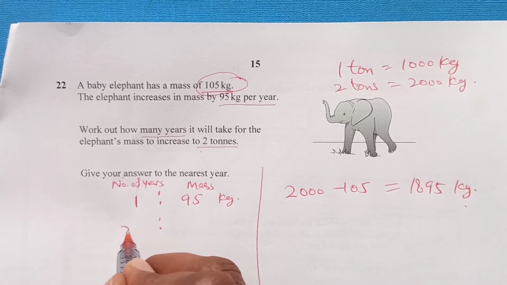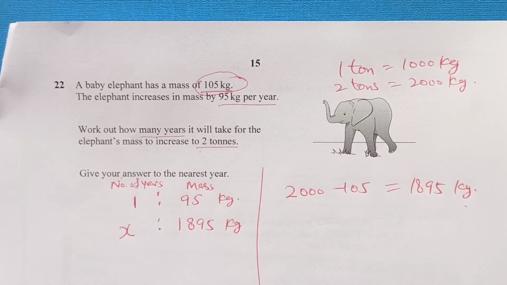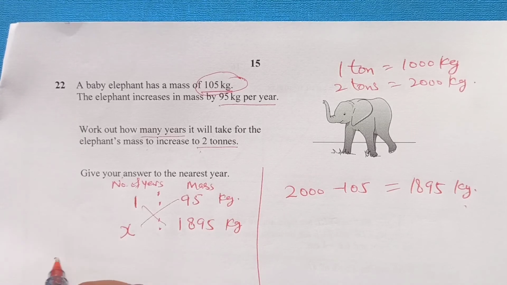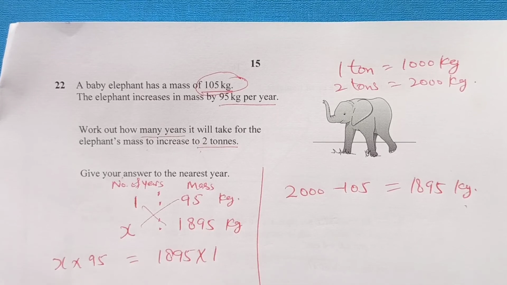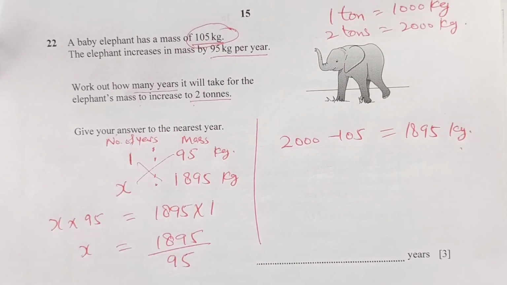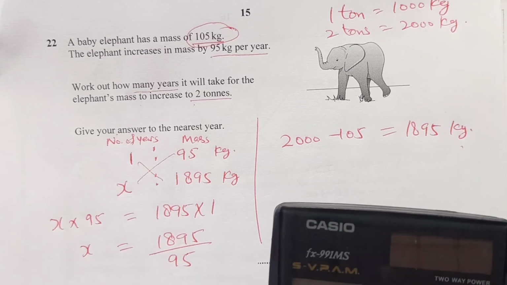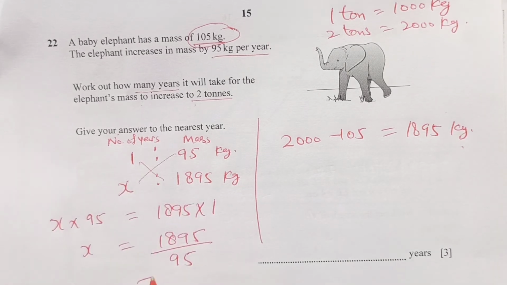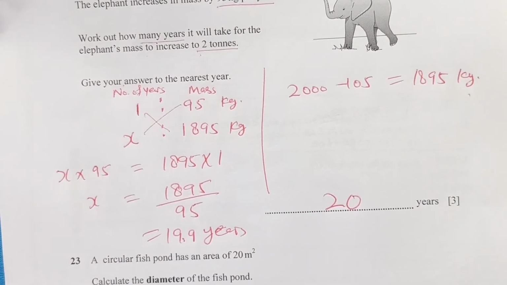So how many years will it take to gain this mass, right? So now cross multiply. X times 95 equals 1895 times 1. So x will be 1895 divided by 95, right? So let's see how much this is. 1895 divided by 95 is 19.9. So 19.9 years, which is approximately 20 years. So that will be our final answer.